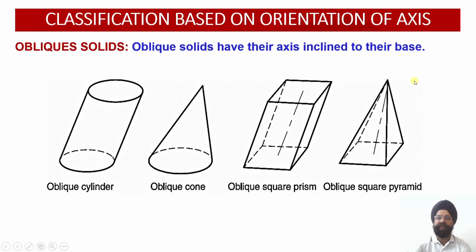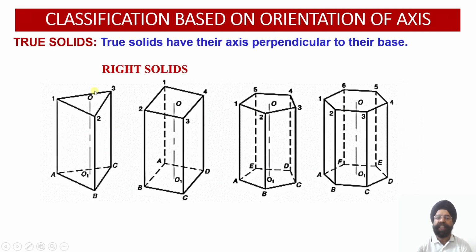So this is the classification based upon orientation of the axis. Usually, whenever we look at engineering constructions, you will find that 95% of them will be standing tall and upright. Most of the engineering buildings, machinery, and components will be standing tall and upright.